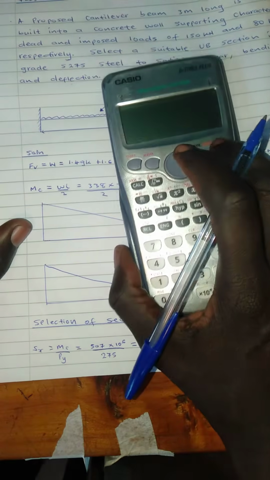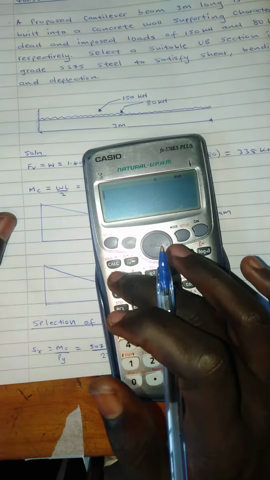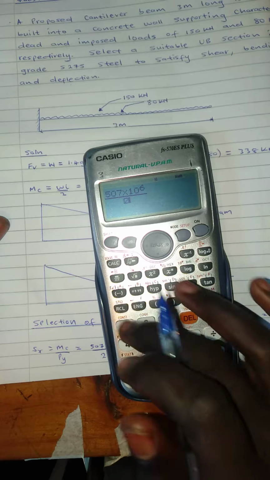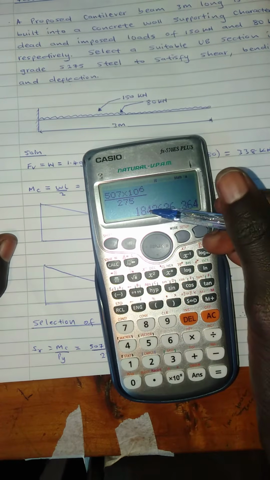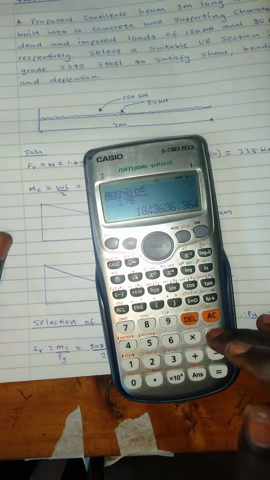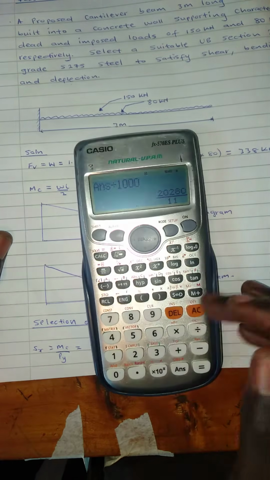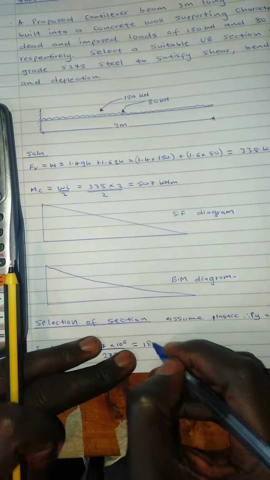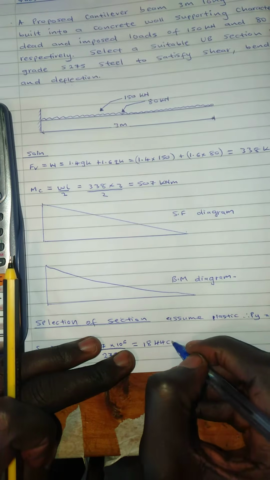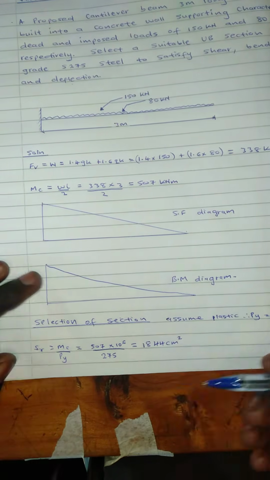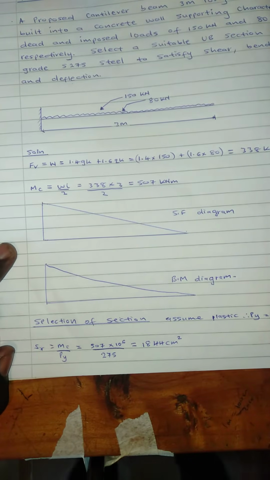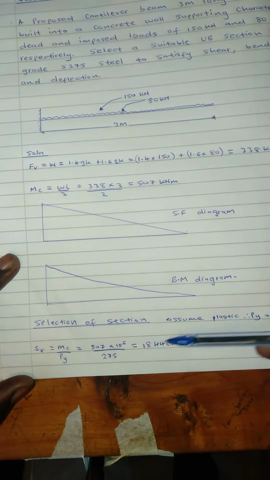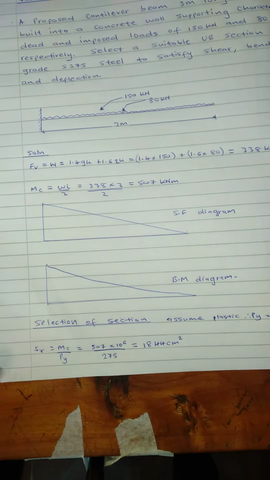Let me use the calculator. We get this one, but this area is in millimeters, so we change it into centimeters by dividing by 1000, because in the table our units are in centimeters squared. So this gives us 1844 centimeters squared. We go to the table, table 11 from the steel design. We just select an area that is slightly higher than the one we have found.